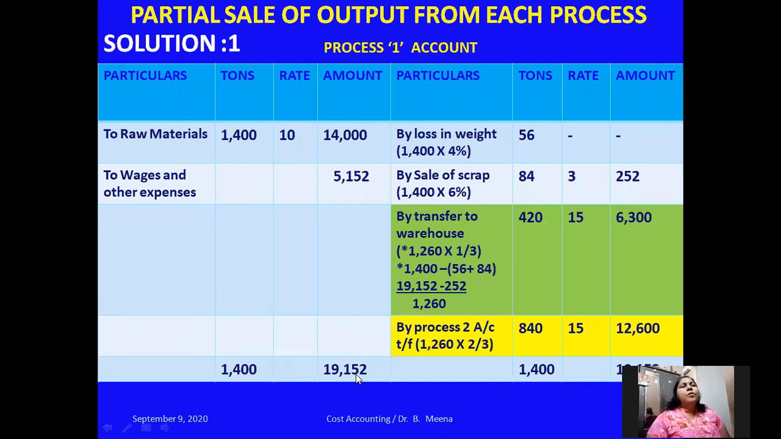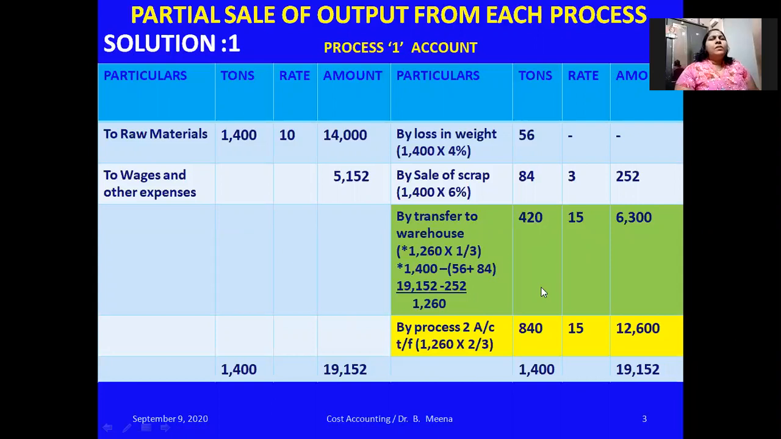19,152 is the total of the debit side, right? And then next is 19,152 minus 252. Then I'll get one answer, divided by my output in this process, 1,260. If you do this calculation, you'll get the rate per ton as 15. I will apply this rate per ton 15 for both the transfer to warehouse as well as the process to the next one. So 420 into 15, 6,300, and 840 into 15, 12,600.